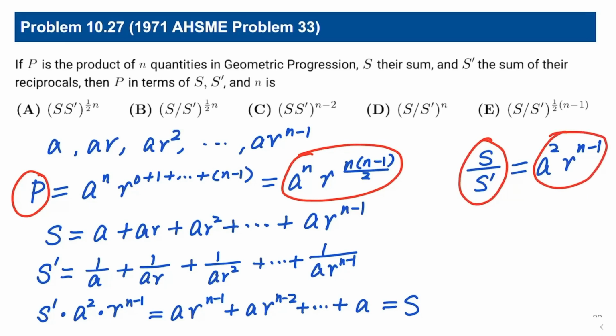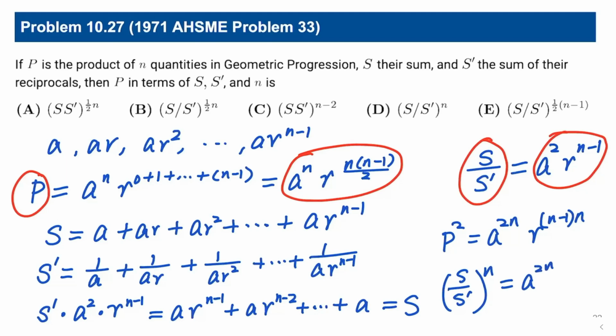What can we do? P squared is A to the power 2n times R to the power n times (n minus 1). S over S prime to the power n is A to the power 2n times R to the power (n minus 1) times n. They are the same. But it doesn't mean that P is just the square root of S over S prime to the power n, because it can be the negative of that as well. We don't know the sign. We need to be careful here. So P equals plus or minus S over S prime to the power n over 2.